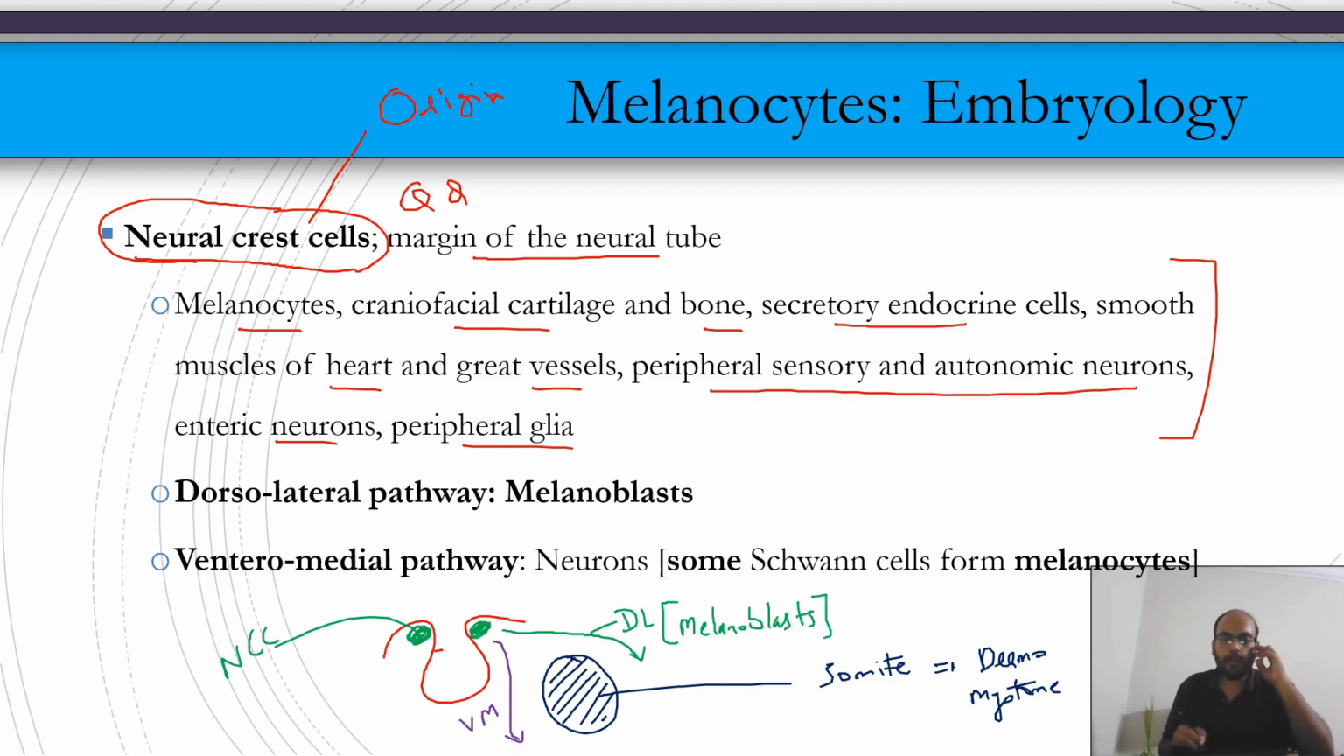Okay, and some of the melanoblasts also migrate from the ventromedial pathway. But the major pathway for migration of melanoblasts is the dorsolateral pathway. The ventromedial pathway is responsible for Schwann cell migration, and some Schwann cells also form melanocytes. Remember, they have a common lineage, they have common ancestors. So they can differentiate into melanocytes, and some melanocytes are derived from the ventromedial pathway, while the major pathway for migration of melanoblasts is the dorsolateral pathway. Let's move forward.